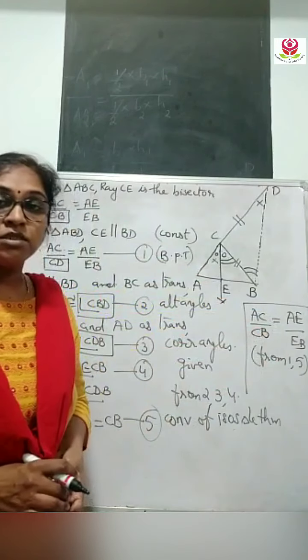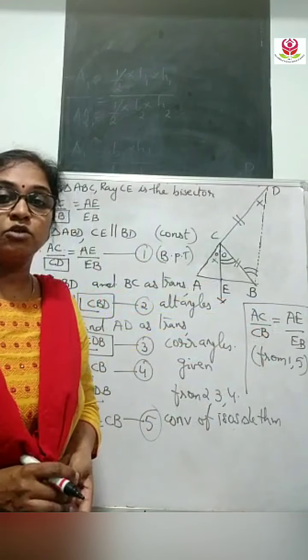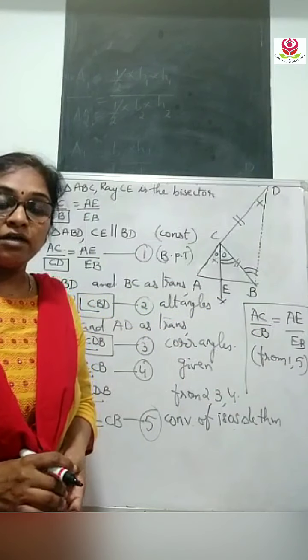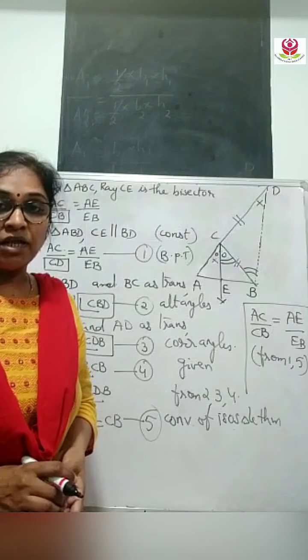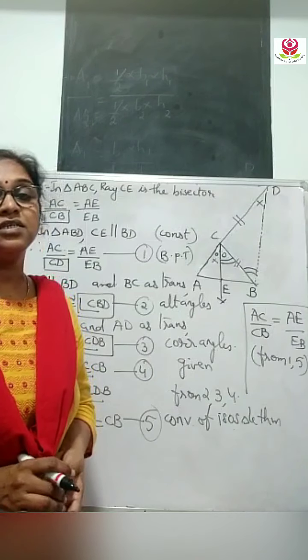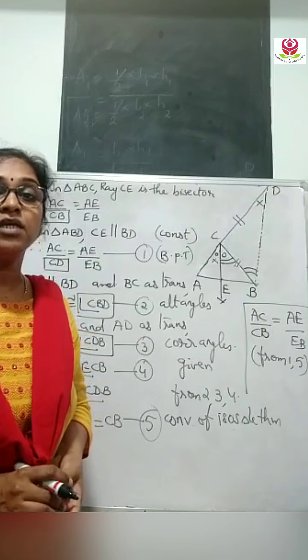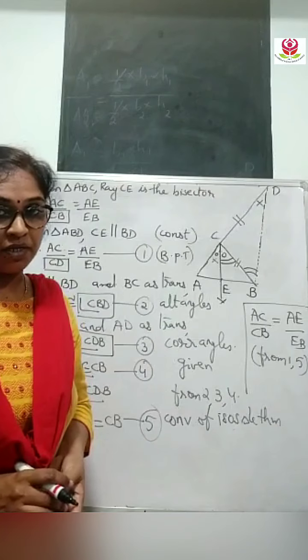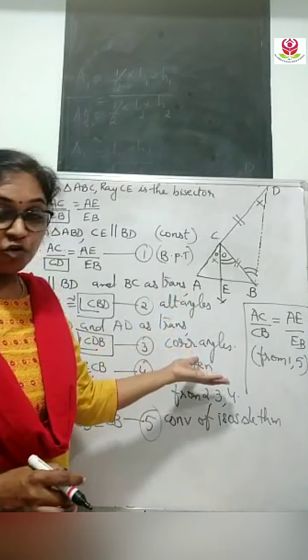The statement of the angle bisector property is: if the angle bisector of a triangle divides the opposite side, then the ratio formed is equal to the ratio of the remaining two sides of the triangle. So that is what we have proved now.